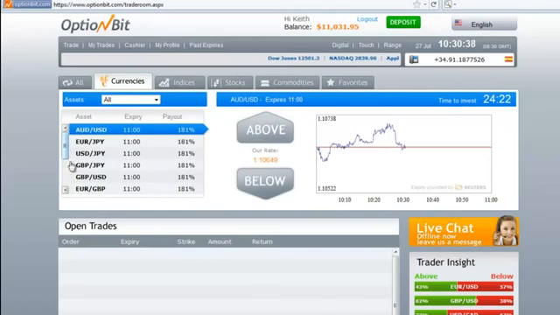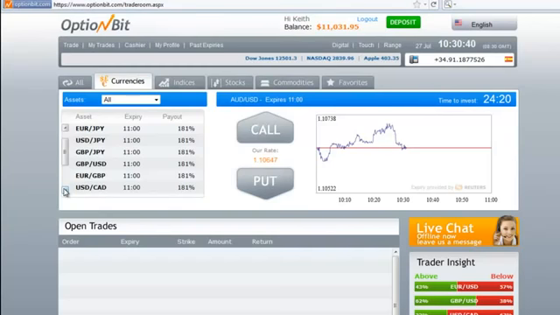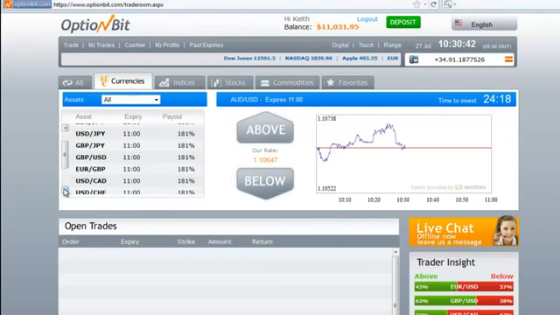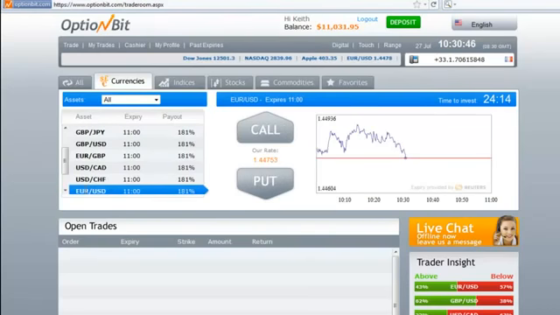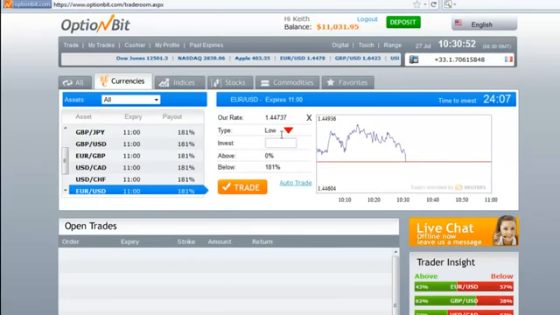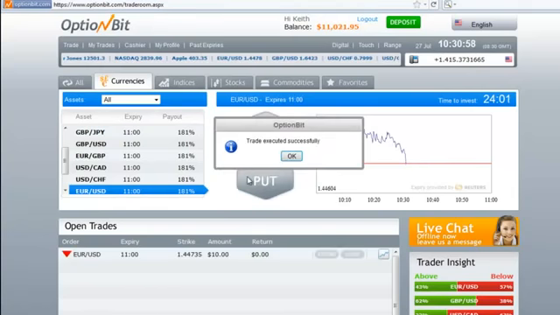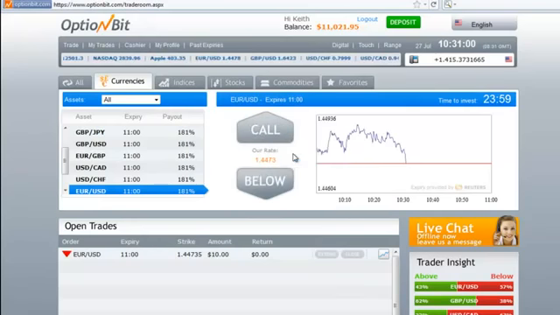So I'm going to go back to the Euro USD. The trader insights changed. It's now saying that 57% of the traders are saying that it's going to go below. So what we're going to do, we go back to the $10 trading point. So if I click put and then put in $10 and then hit trade, there we go, $10. There we go, trade successfully executed. So I'll pause the video and come back in about half an hour.